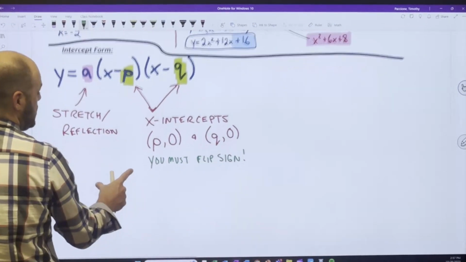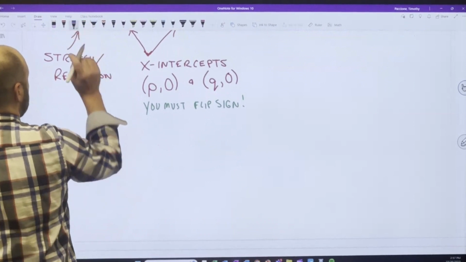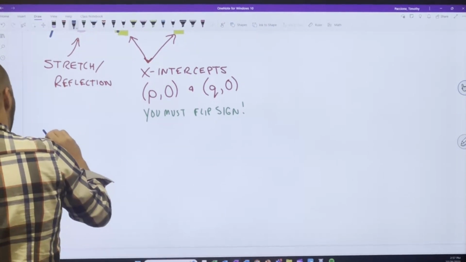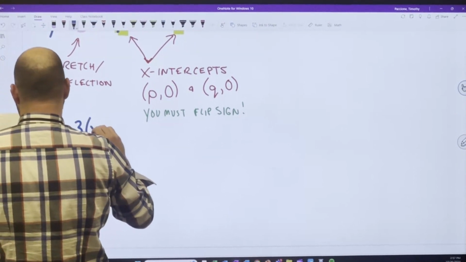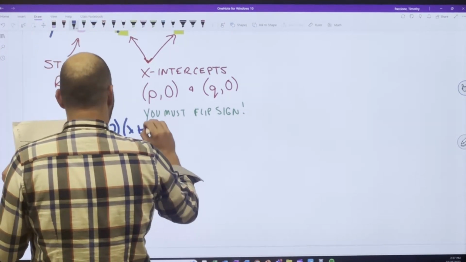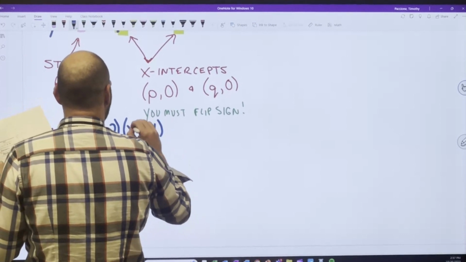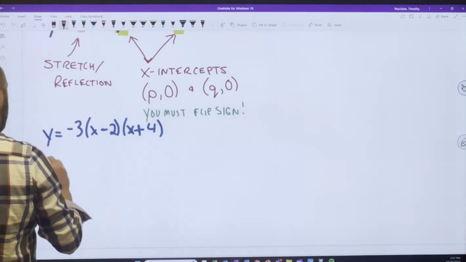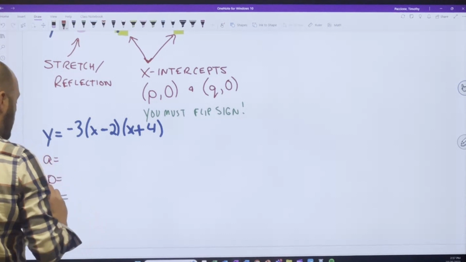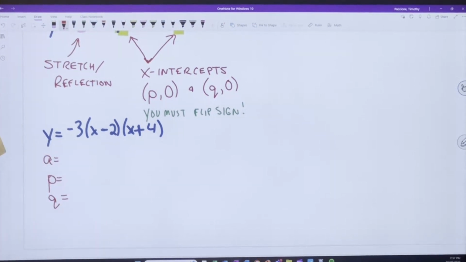This is always good to be seen through an example, so let's go with an example real quick. Let's say you had y equals -3 times (x minus 2)(x plus 4). If you were asked to pull the pieces out of this, you would say, okay, my a, my p, and my q are what? A is -3, p is +2, and q is -4.